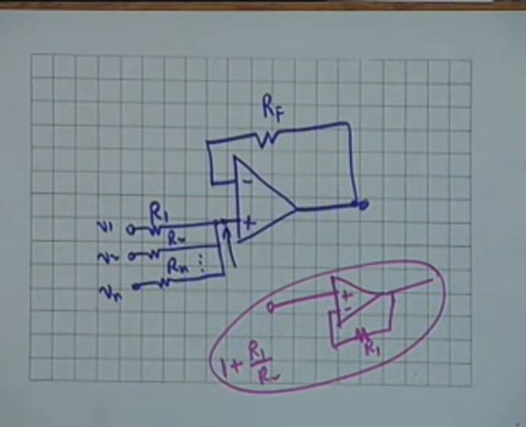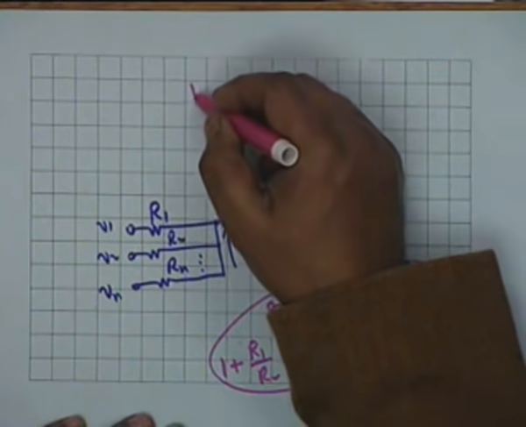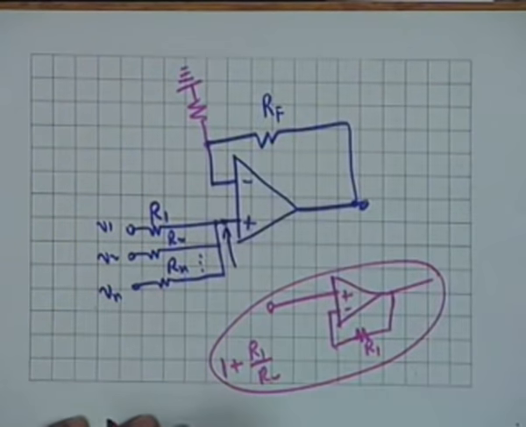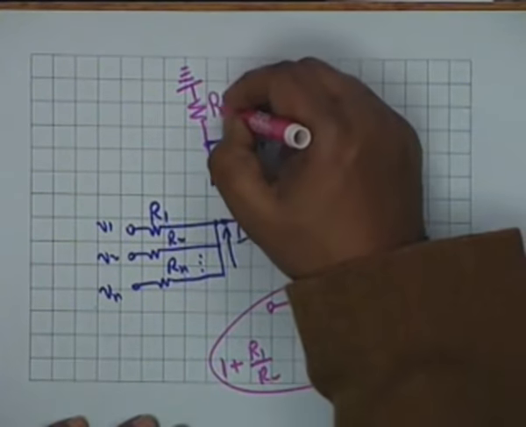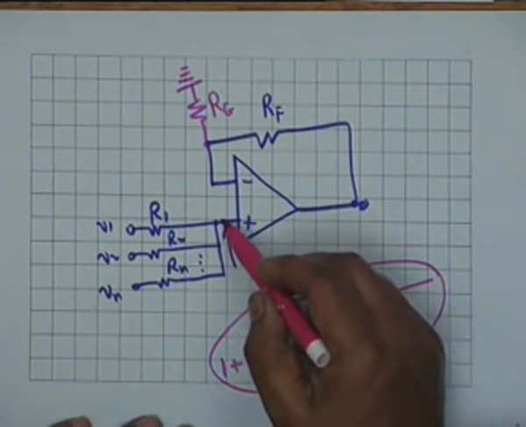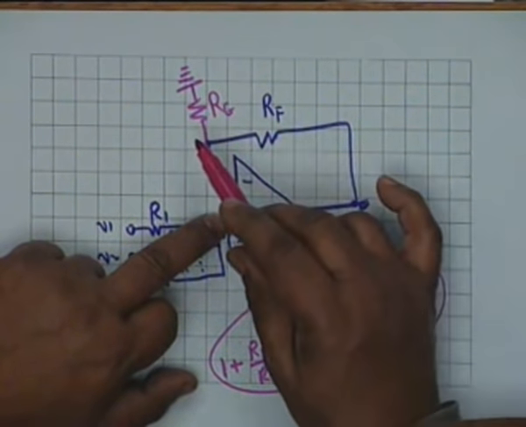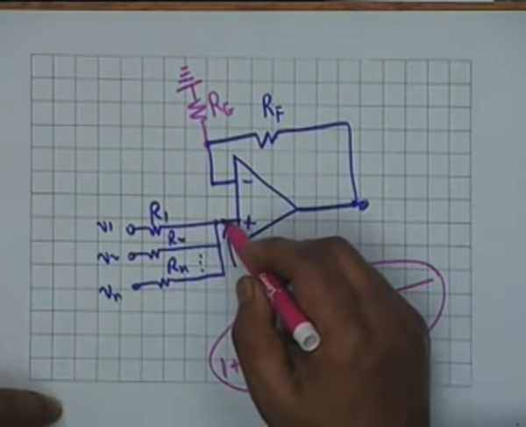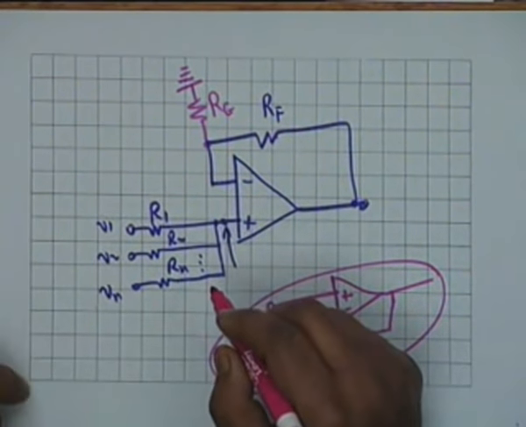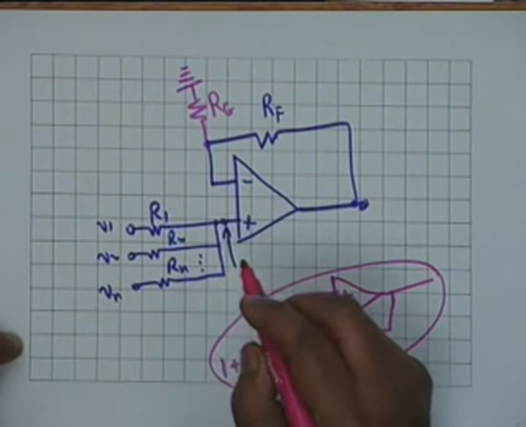suppose you don't want a unity gain, you want a gain greater than 1, then what you do is you connect a resistance from here to ground. Suppose this resistance is Rg, then what is the gain from here to here? 1 plus Rf divided by Rg, and whatever the voltage addition occurs here, this will also be a weighted addition.